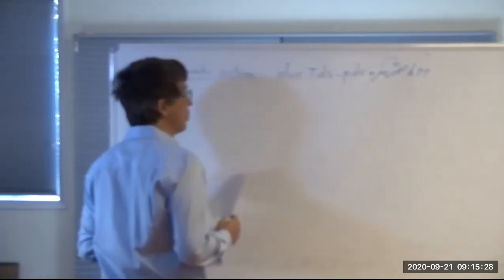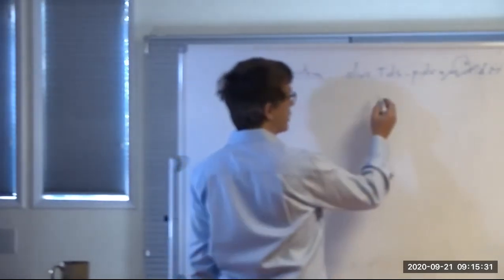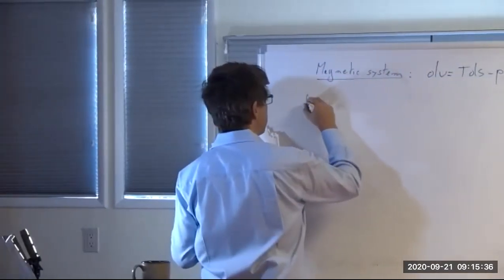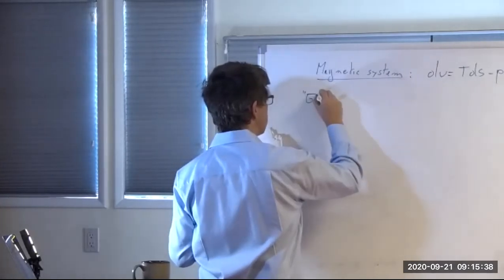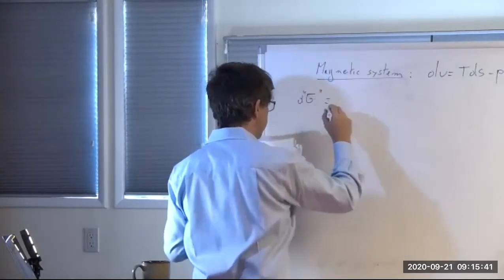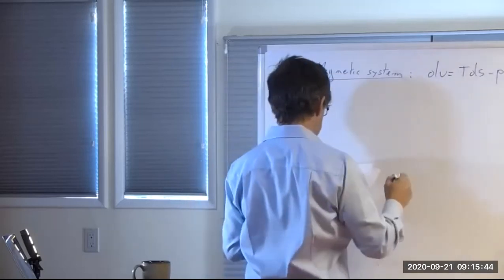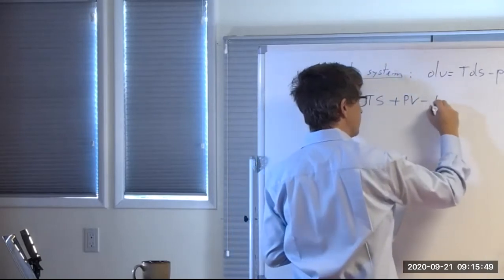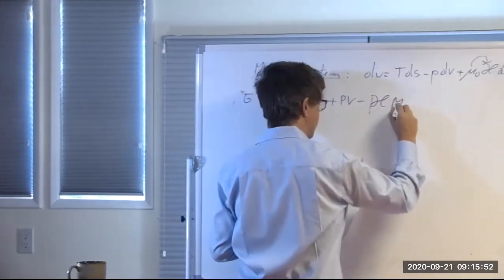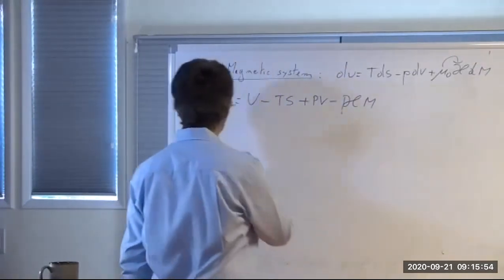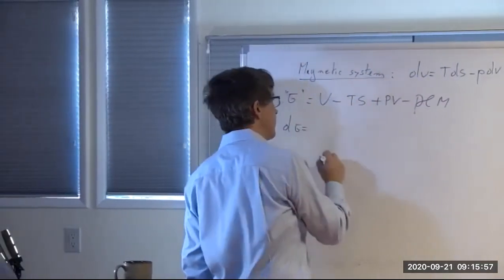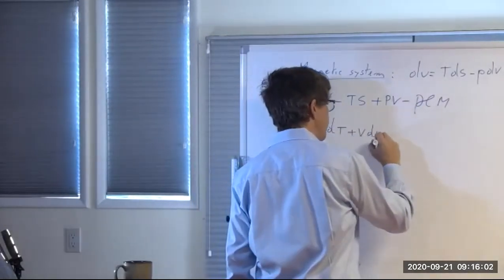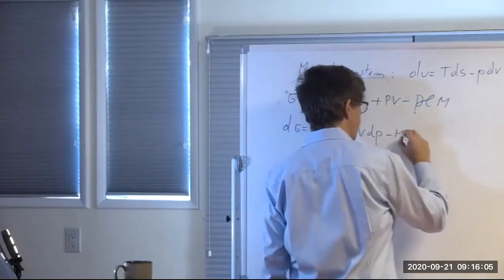So I'm going to do a Legendre transform to the variables that I normally control: T, P, and applied field. So I'm going to define a G-like potential, which is U minus TS plus PV minus HM. That's my Legendre transform. And the differential of that is going to be minus SdT plus VdP minus MdH.